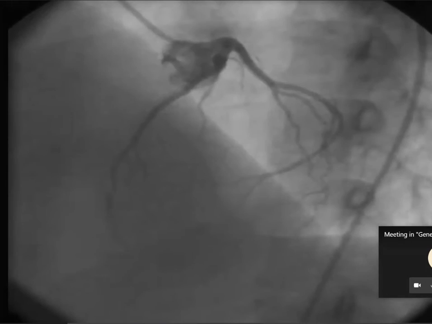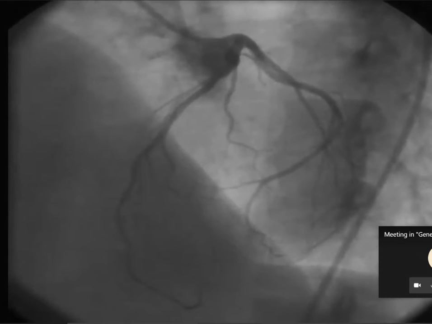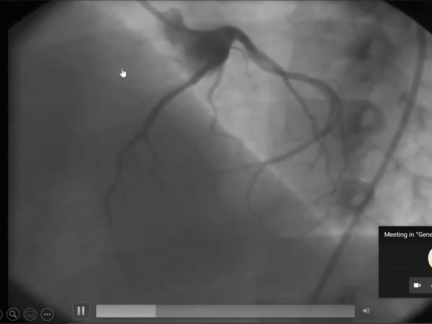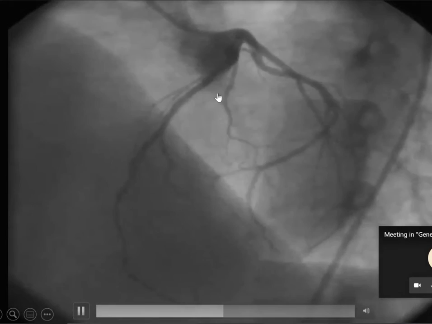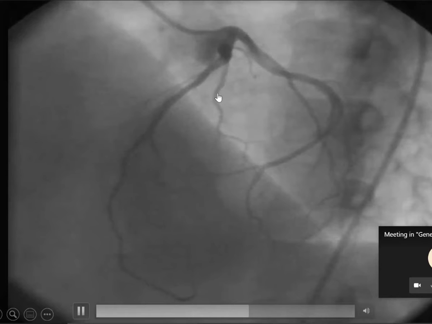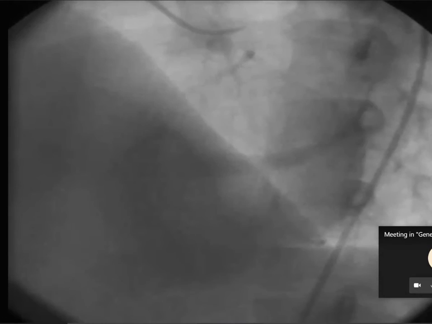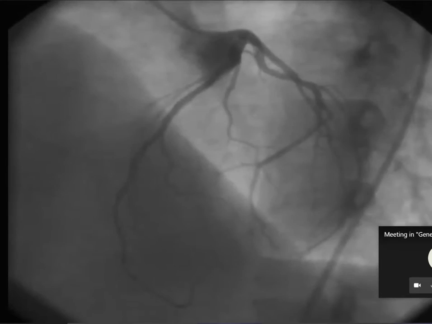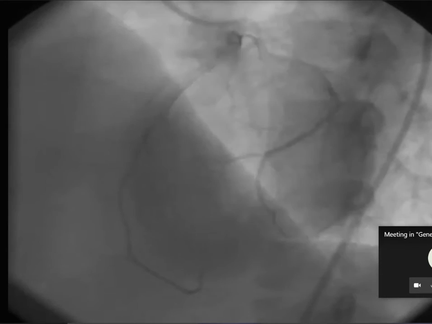Okay. This is the left injection. This is the same patient's left injection. So what is the abnormality? So this is a lateral view. No, this is not a lateral view, this is a caudocranial view. This is the left injection, same patient.